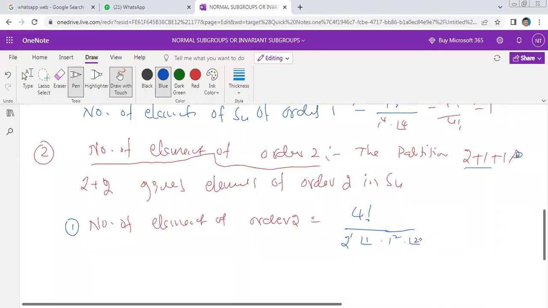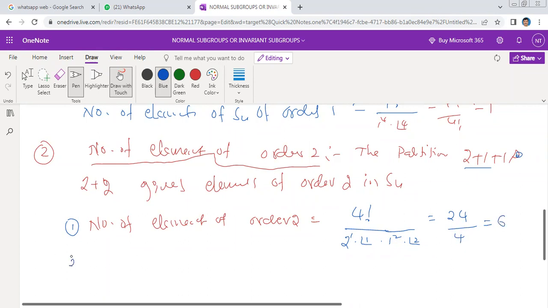I repeat once again. 2 1 1: 2 is only one time, 2 power 1 into 1 factorial. 1 is repeated 2 times, 1 square into 2 factorial. This is equal to 24 by 2 into 2 factorial, ante this is 4 avutundi, 24 by 4. This is nothing but 6.